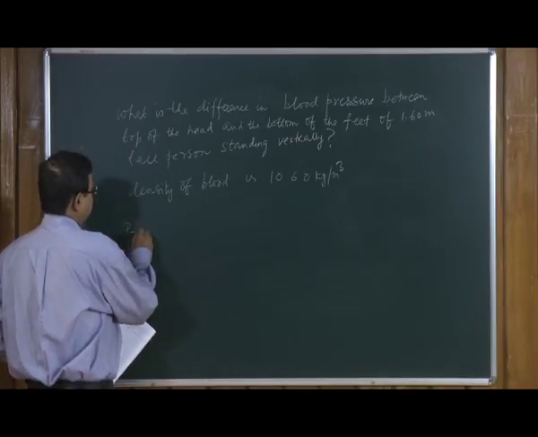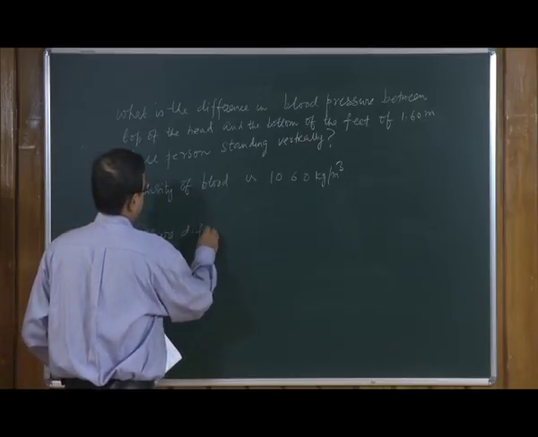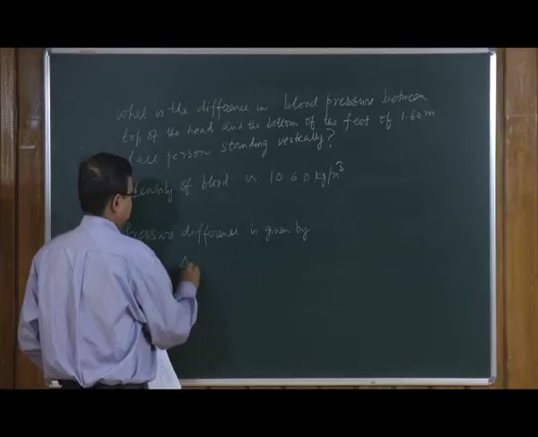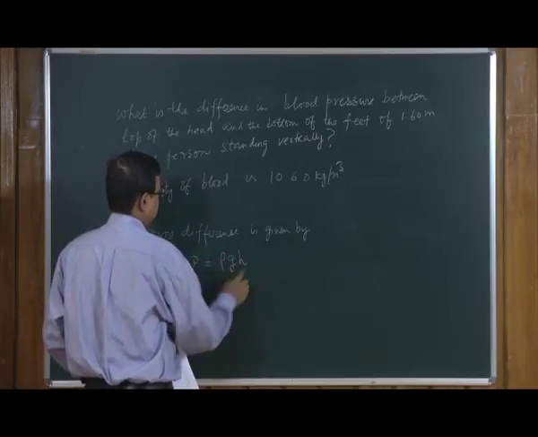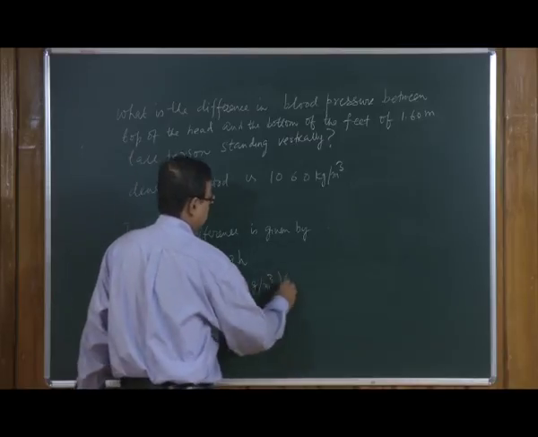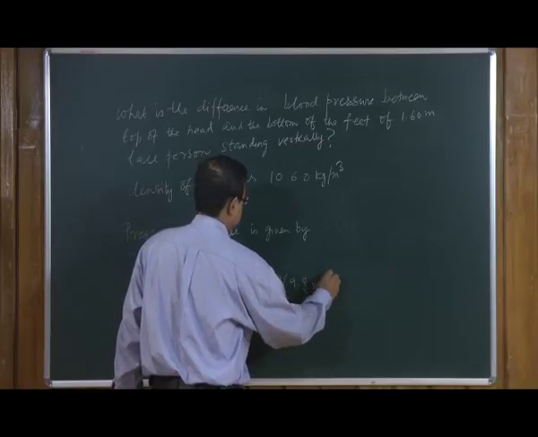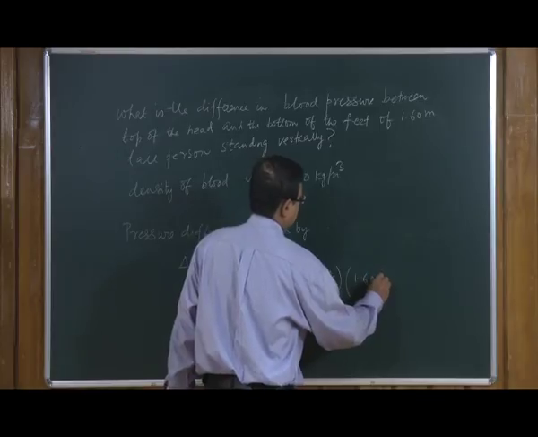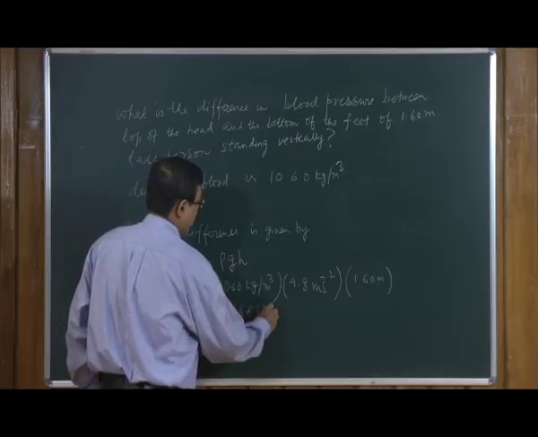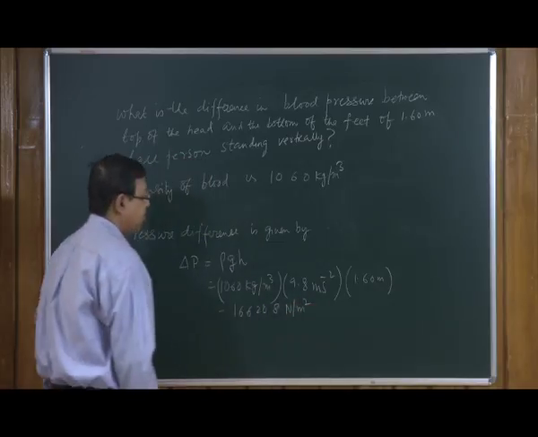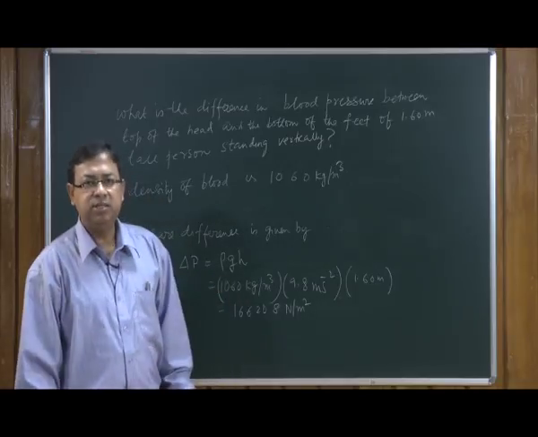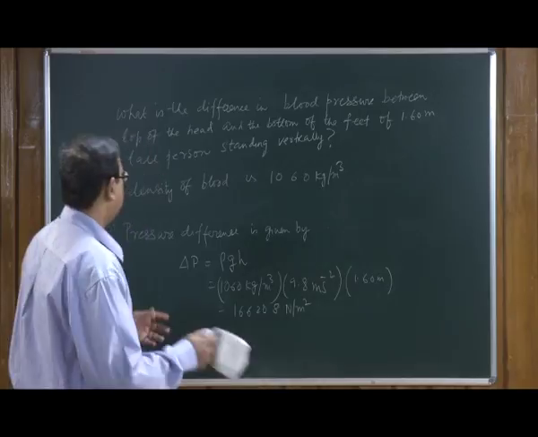So, again the pressure difference is given by delta P equal to rho g h. Rho for blood is given as 1060 kg per meter cube, with g to be 9.8 meter per second square multiplied by 1.60 meter, and this comes out as 16620.8 newton per meter square. So this is the blood pressure difference between the top of his head and the bottom of his feet. So let's do another problem.